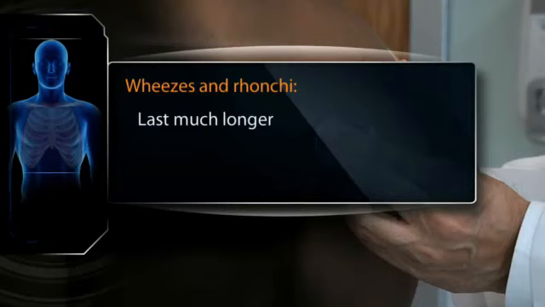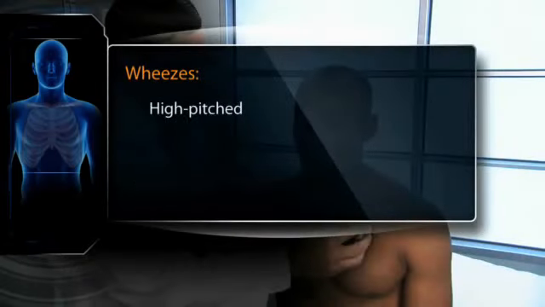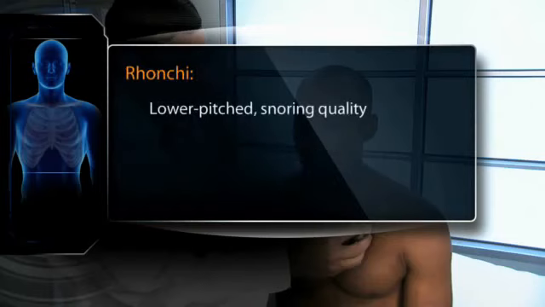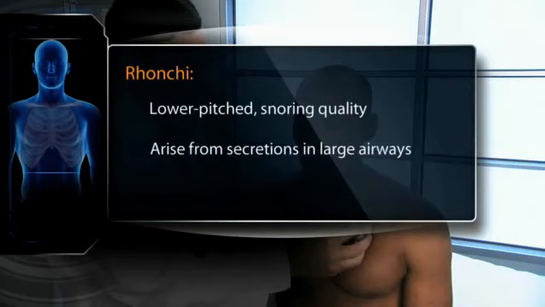Compared to crackles, wheezes and rhonchi last much longer and sound more musical. Wheezes are relatively high-pitched and have a hissing or shrill quality and often suggest asthma. Rhonchi have a lower-pitched, snoring quality and arise from secretions in large airways, as seen in bronchitis.